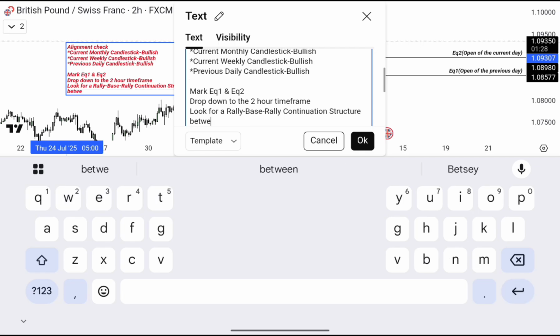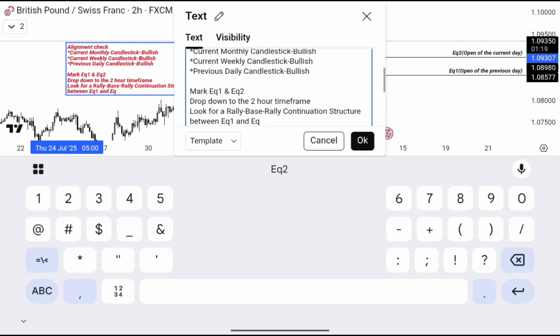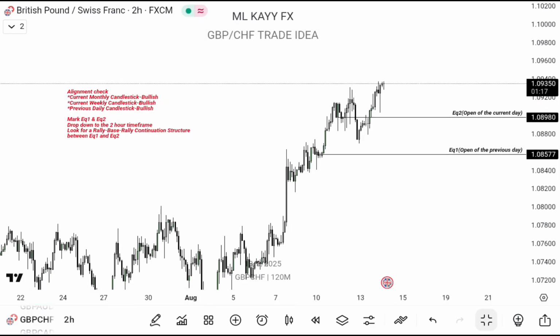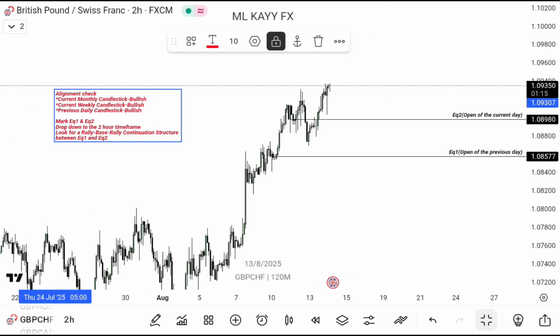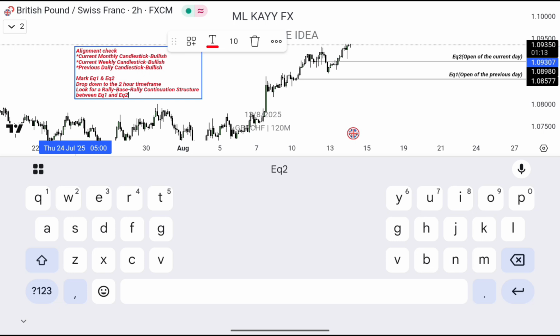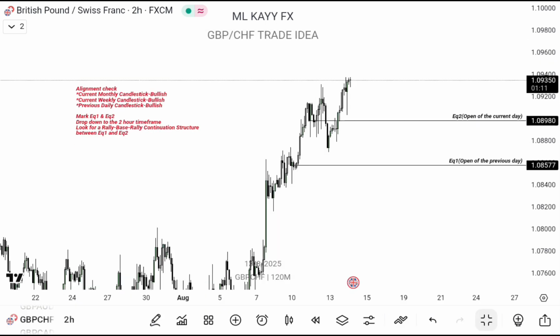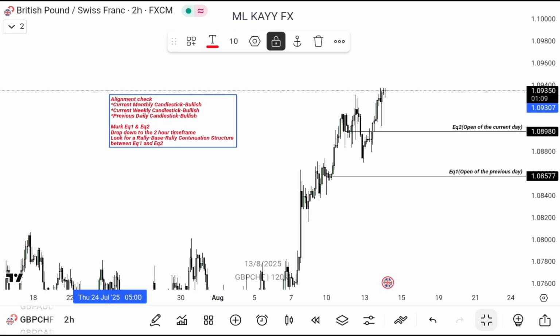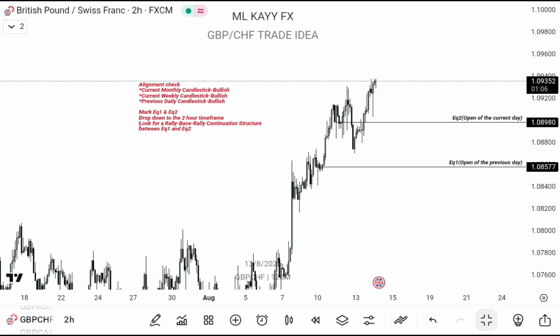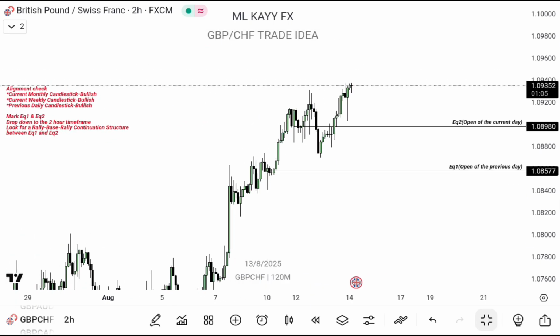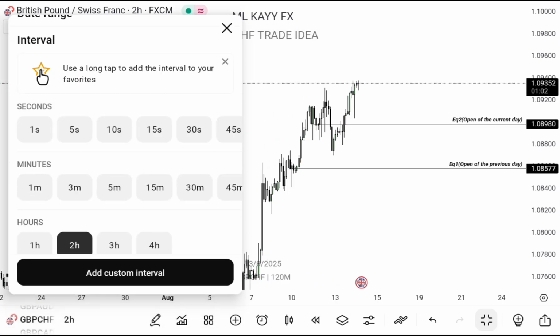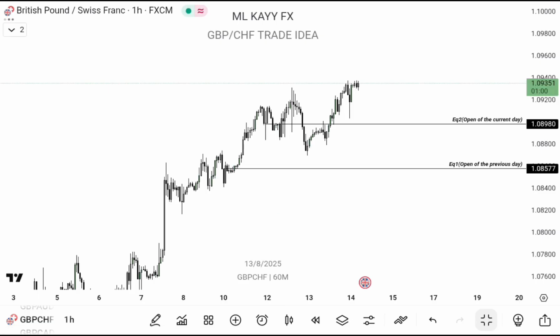Between the body of either the monthly, weekly, and daily, but I would say preferably daily, that's where you can find continuation structures. The rally base rally for a bullish scenario and a drop base drop for a bearish scenario, right? So we're going to look for a rally base rally between EQ1 and EQ2. As you can see on the 2-hour time frame, there is nothing.